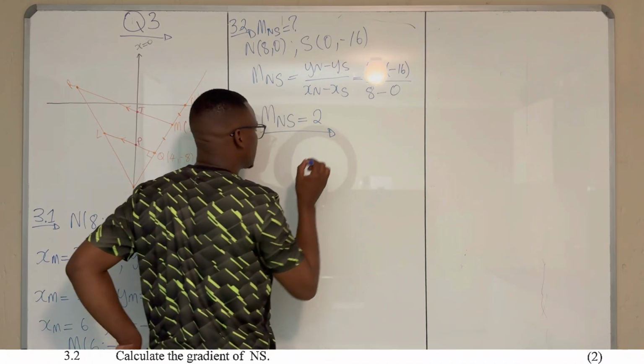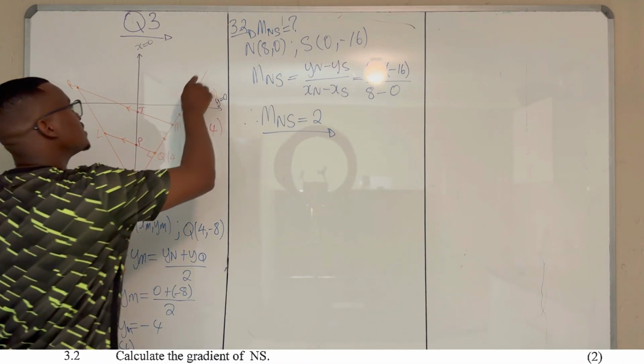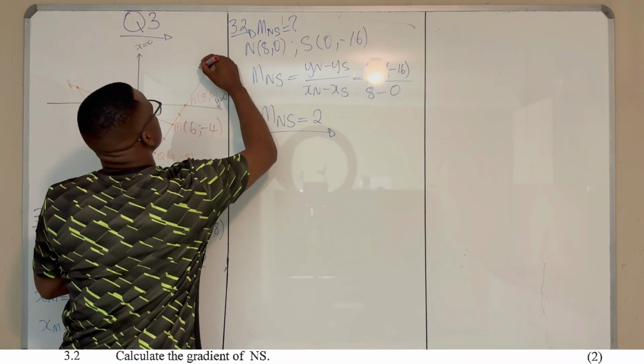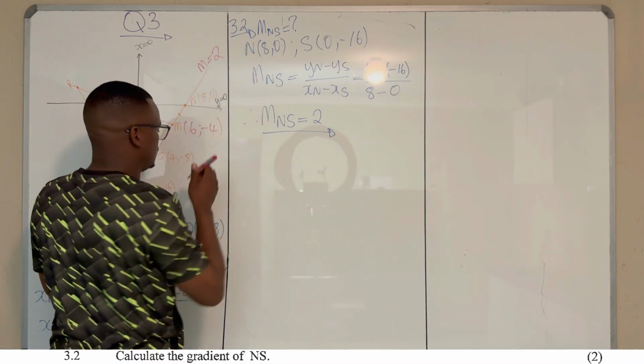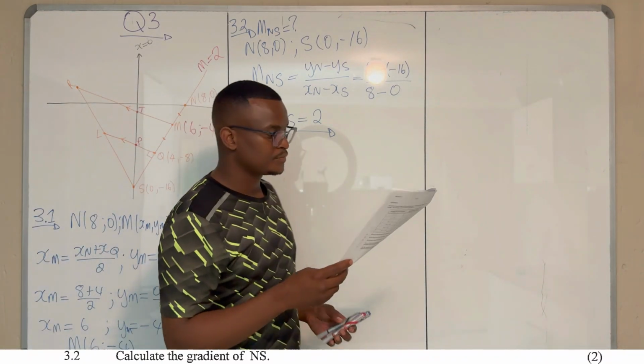So we get that the gradient of NS is equal to 2, which is the gradient of this line. So let's add that. The gradient of this line is equal to 2. That's what they wanted us to find, and we found it to be 2.